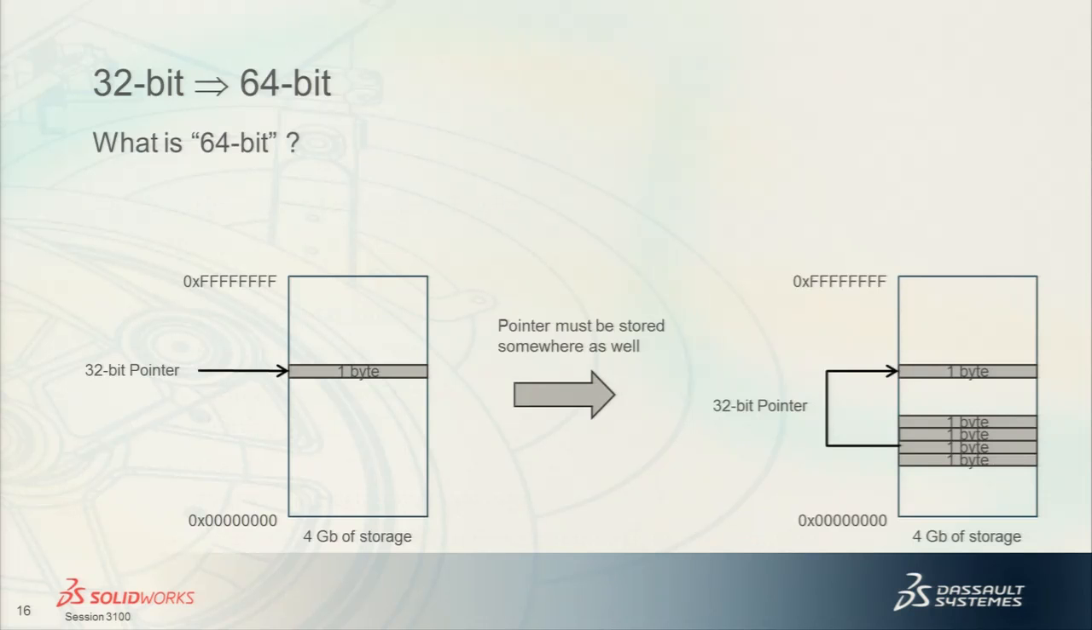So let's see what that looks like. On the left-hand side, we have your 4 gigabytes of storage, addresses ranging from 0 to FFFFFFFF, that's all ones, but in hexadecimal notation. We have a 32-bit pointer pointing to your 1 byte. But as I've said, your pointer needs space as well, so we collapse it on the right-hand side. So we need 4 bytes to store a pointer to 1 byte. Now, that's not very economic, actually, but that's how it is.